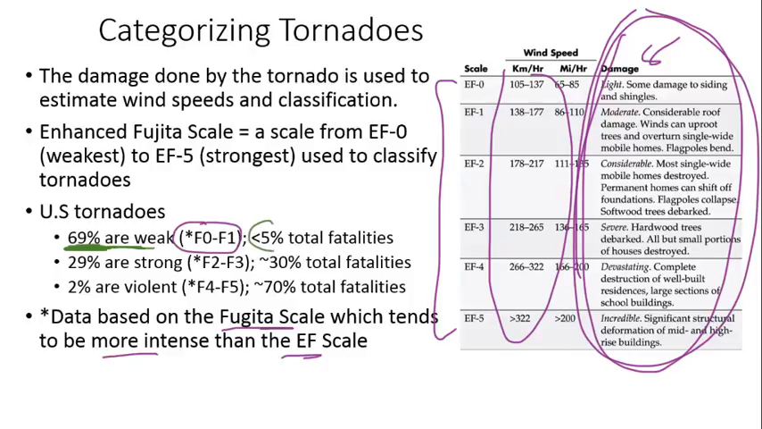But these are just a fraction of the deaths. Just less than 5% of the total fatalities are associated with those weak tornadoes. Let me go to the other extreme. Only 2% of tornadoes fall into the F4, F5, or EF4, EF5, only 2%, but this small percentage of tornadoes accounts for 70% of the people who lose their lives.